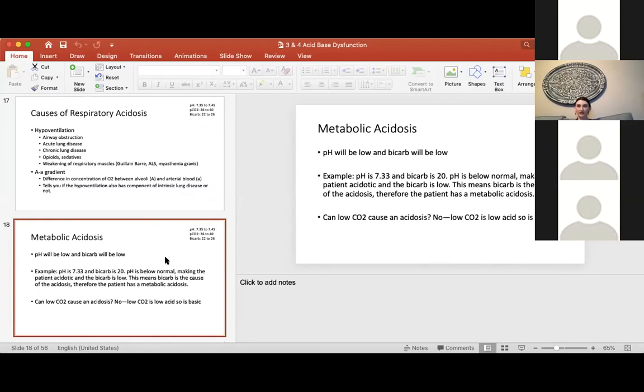Metabolic acidosis is where the pH is going to be low and the bicarb is also low. In our example, pH is 7.33, so it's low. Our bicarb is 20, so it's low. So the patient is acidotic and the bicarb is low, so the patient is going to have a metabolic acidosis. Low CO2s cannot cause acidosis.